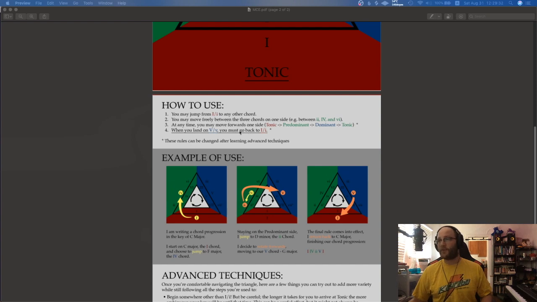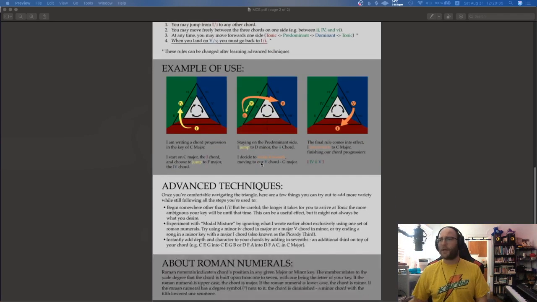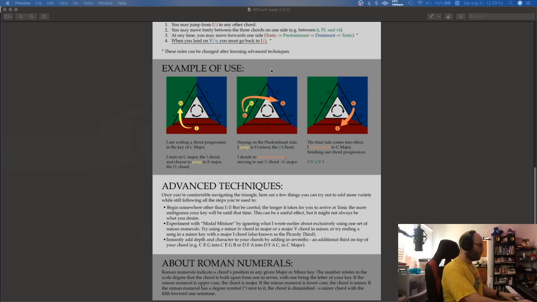When you land on five, you must go back to one. I didn't put this in the document, but the reason why I said this rule can be changed is sometimes you can go to another chord. A common example of this is something called a deceptive cadence, because we hear a five chord and we want to go down to our one chord or up to our one chord. Feels very final. We call that a final cadence or a full cadence or an authentic cadence. I actually don't know if many people call it a final cadence, but I'm going to call it that because I think it's good. Full cadence and authentic cadence are the classical terms, but shh.